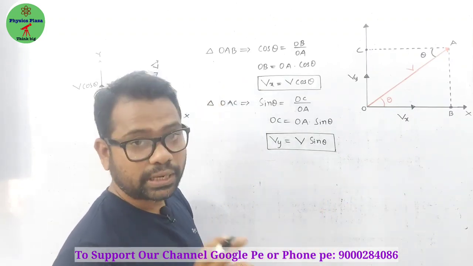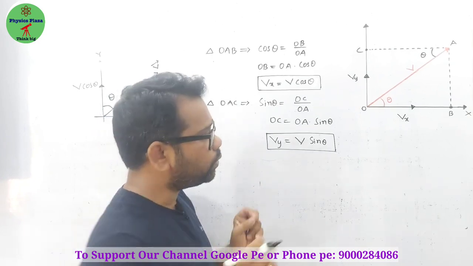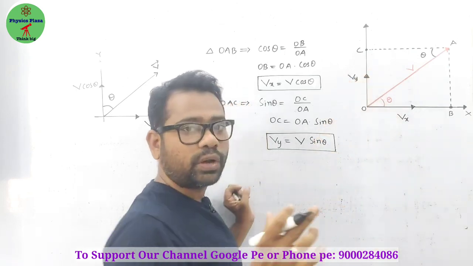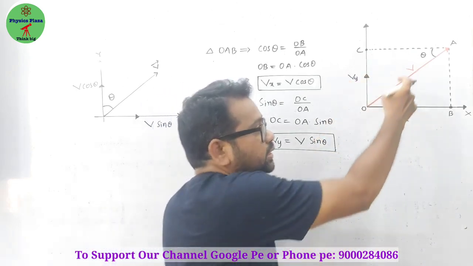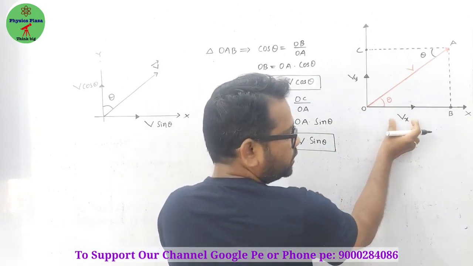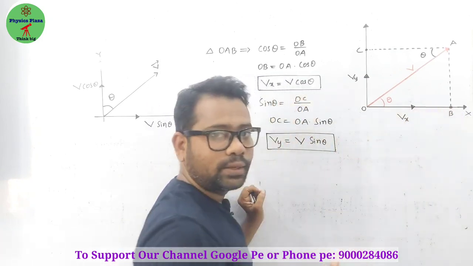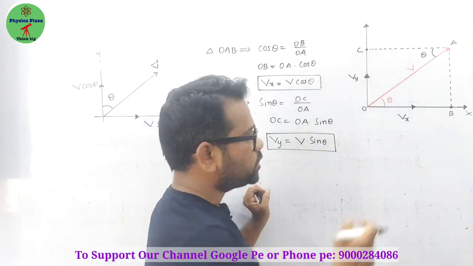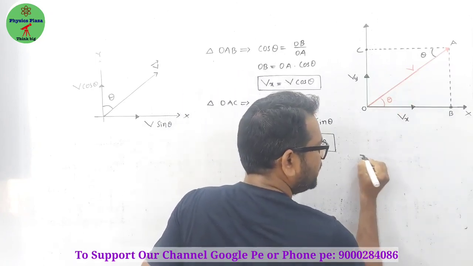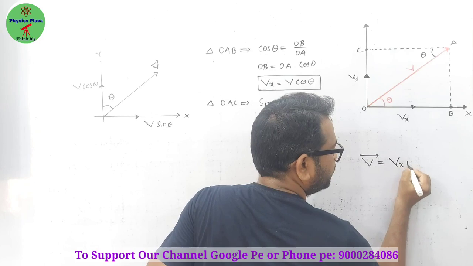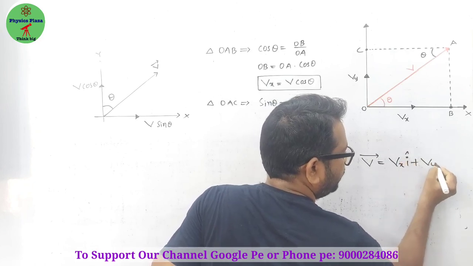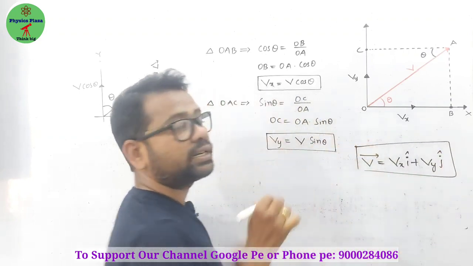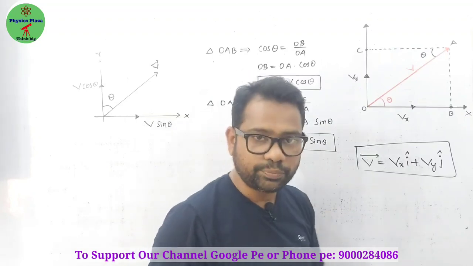Fine. And here one more important thing, children. As I told you, here is a vector Vx and here is a Vy. When you add these two vectors using the law of vector addition, you get the resultant vector. Vx is the magnitude along the x-axis. Along the x-axis, the unit vector defined is i cap. Along the y-axis, it is j cap. So now the resultant vector V can be written as Vx i cap plus Vy j cap. So this is how we can obtain the resultant vector. Is it clear? Fine, children.